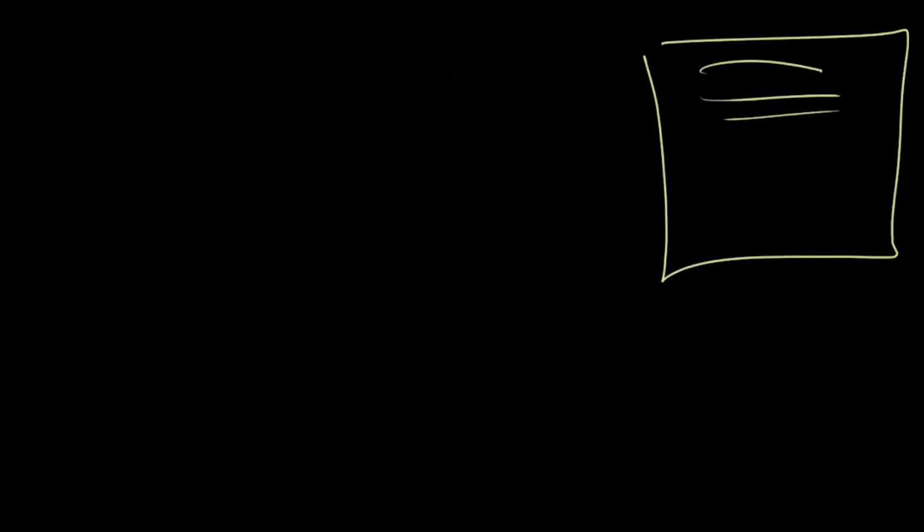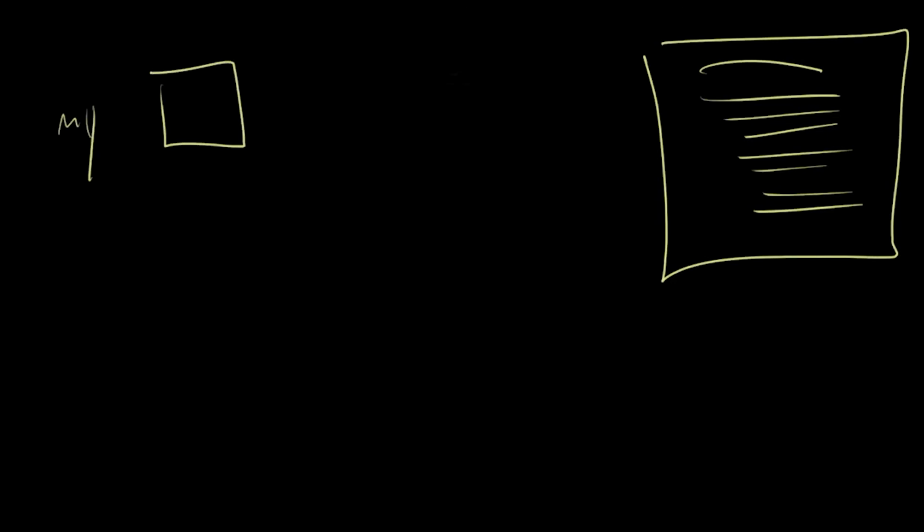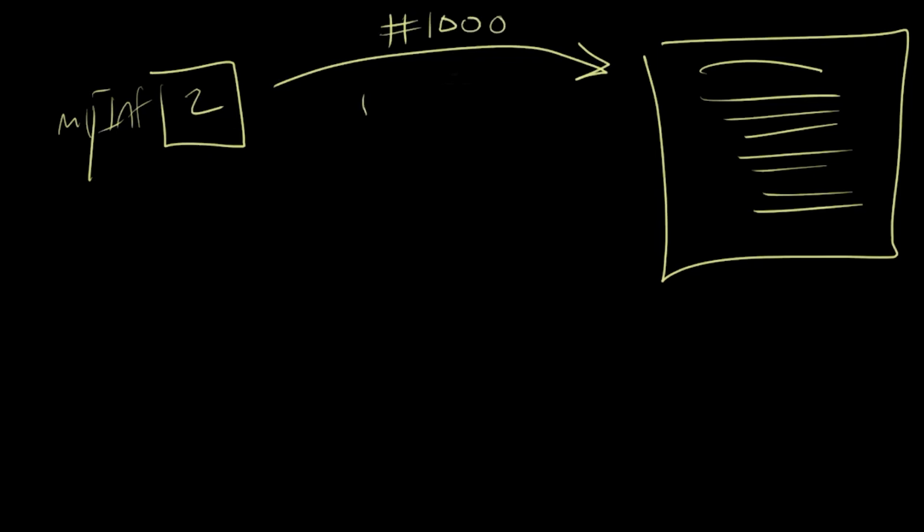So we have memory here, which is a bunch of wires that are on or off. And then in our program, we create a variable of type integer, which has 32 bits in it, and we call it myInt. Then we give it the value 2, and we store it onto memory. And let's just say it's at the memory address 1000. Because it takes up 32 bits, it's going to be from the memory address 1000 all the way to 1031.